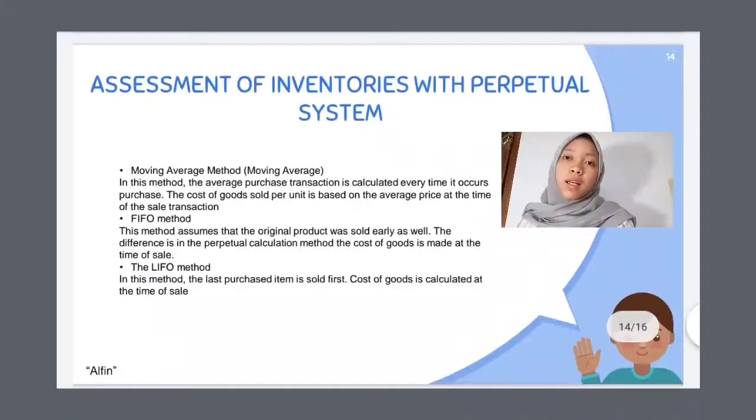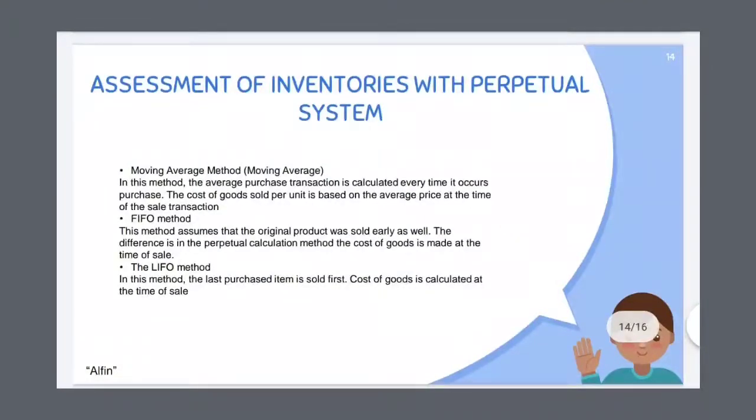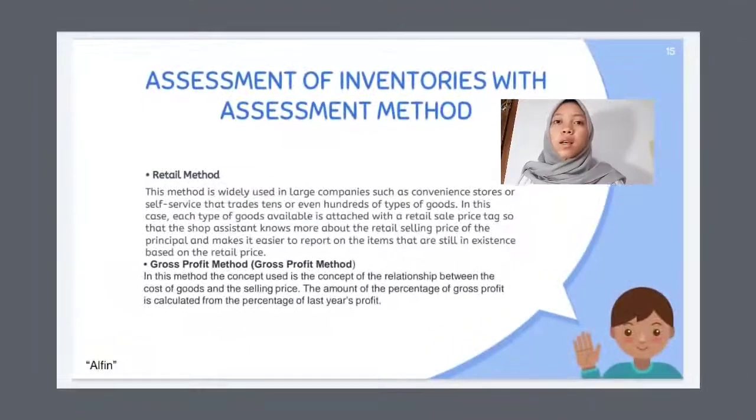In this method, the last purchased inventory is recovered first. The system has two methods, and the first is periodic system or cycle, which means that every final period of the cycle, calculation is carried out to determine the amount of ending inventory. Companies that apply the periodic system generally have inventory whose value is relatively small.